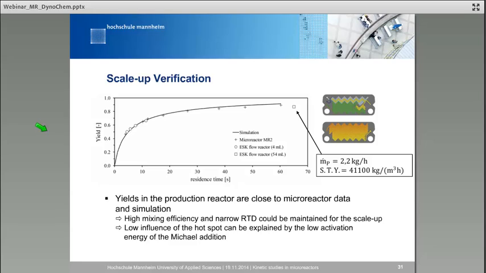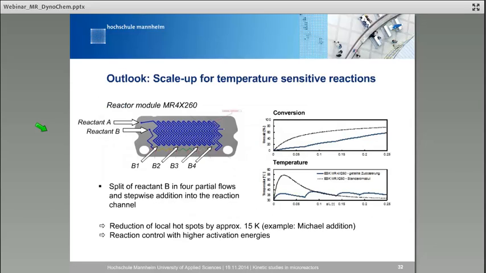We could confirm that mass transfer limitations do not influence the total reaction rate and that a lower heat transfer in the production reactor does not lead to problems in reaction control. But as I mentioned before, another reaction with a higher activation energy would possibly require a different reactor concept. And one possibility for that, one that we tested and simulated, is a reactor module where one reaction stream is split into several partial flows.